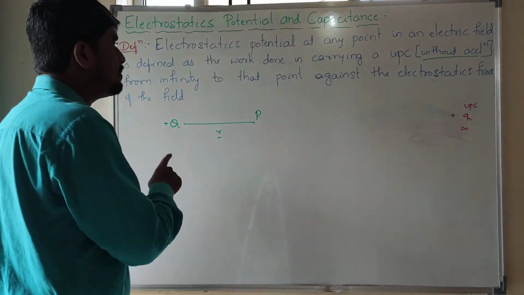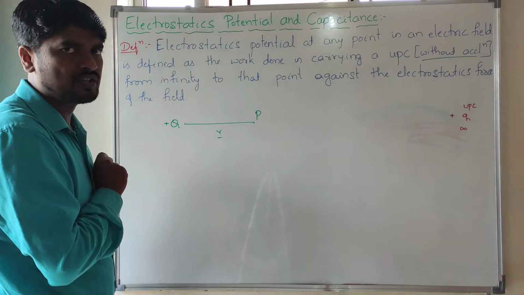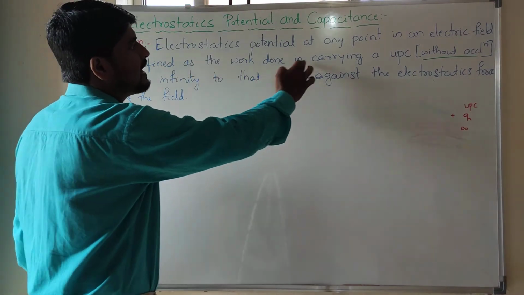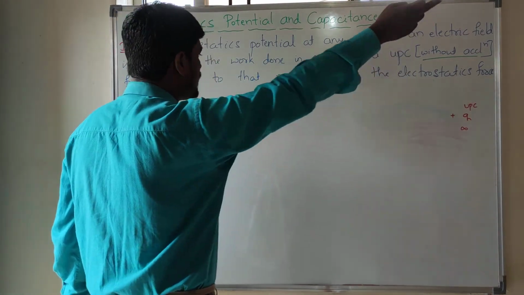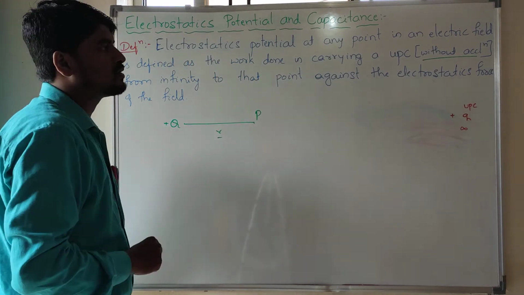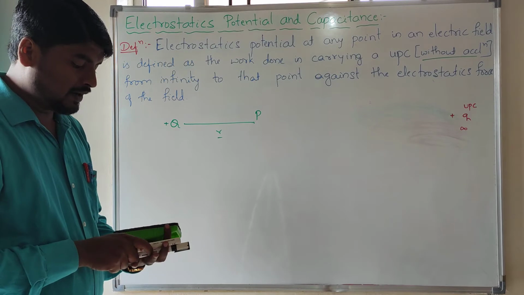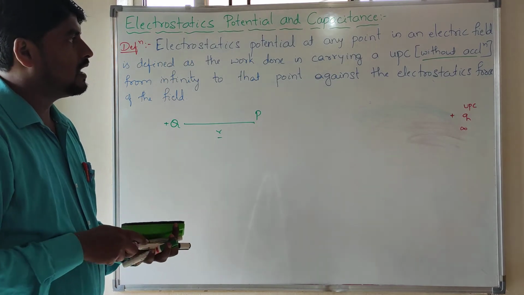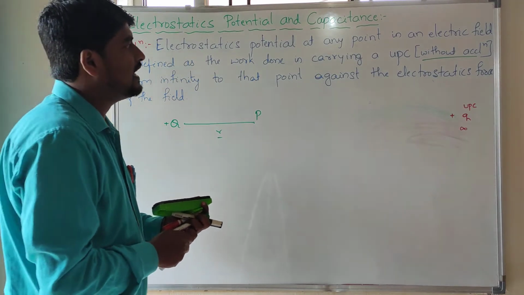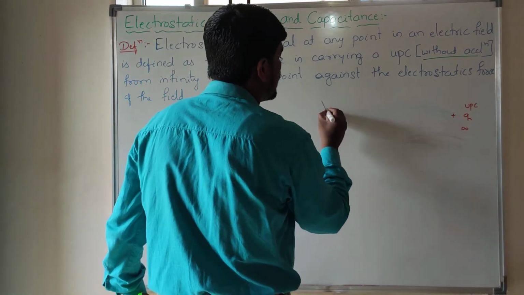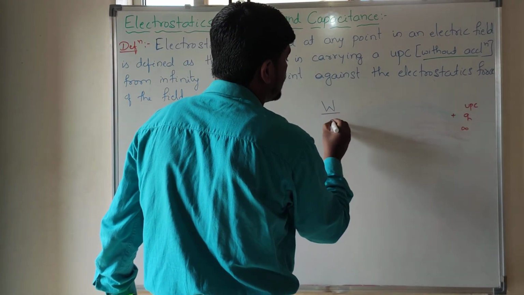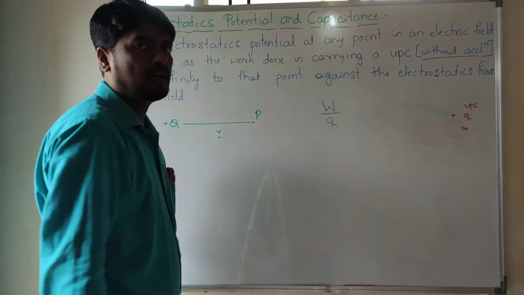So that means, I repeat once again the definition of electrostatic potential. It is the total work done in carrying or bringing a UPC from infinity to the point against the electrostatic force of the field. Let us write the equation. So if I write the equation, how will it go? Work done by the UPC, W by Q.